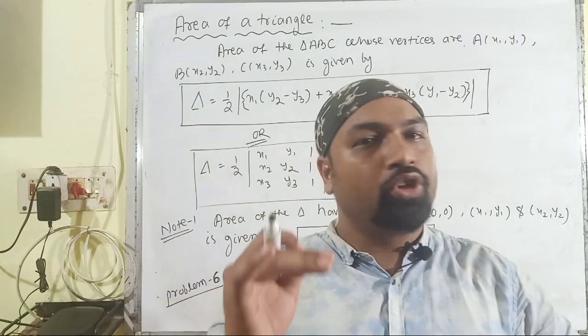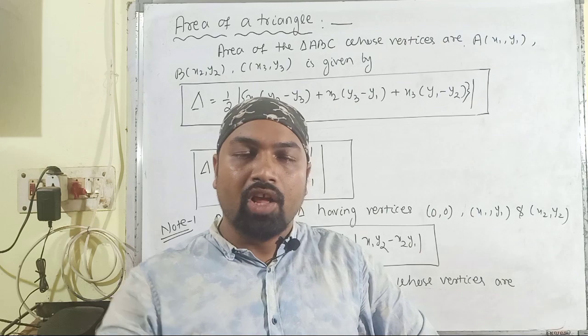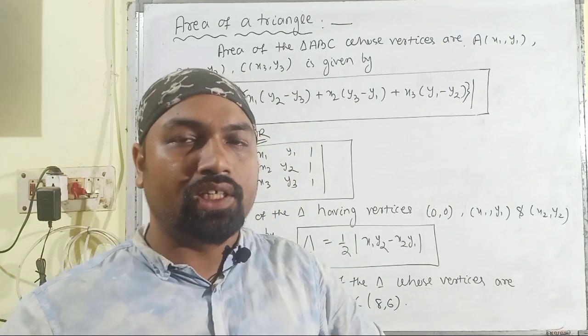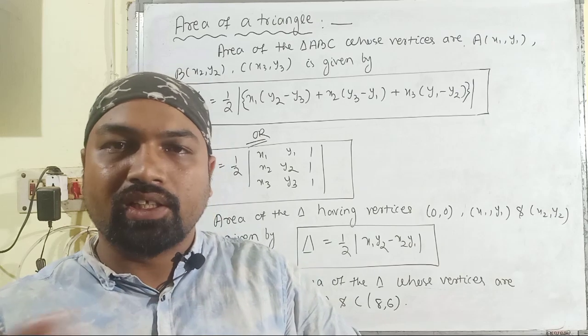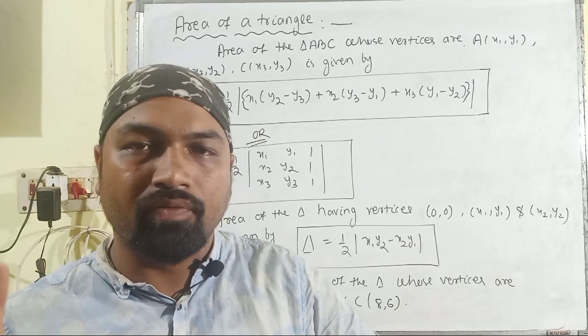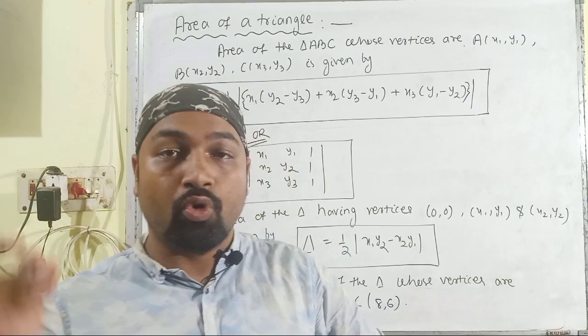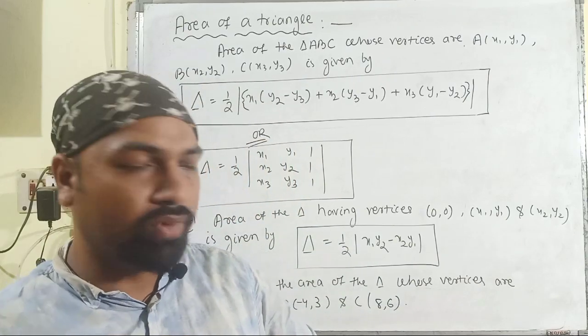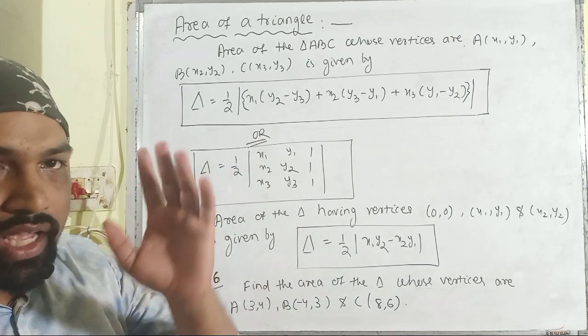Then let us discuss the area of the triangle, and we have to evaluate the area of the triangle by using the three vertices of a given triangle. Suppose there is a triangle ABC and the three vertices are A (x1, y1), B (x2, y2) and C (x3, y3). As area is never negative, we have to use the modulus symbol for the area, and this delta symbol is used for the area.